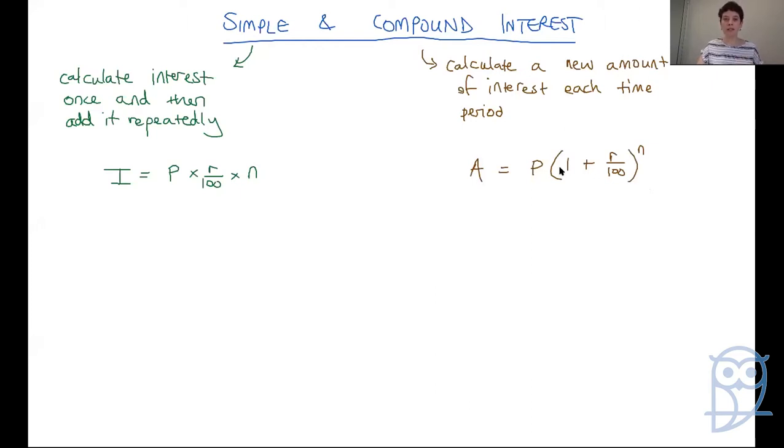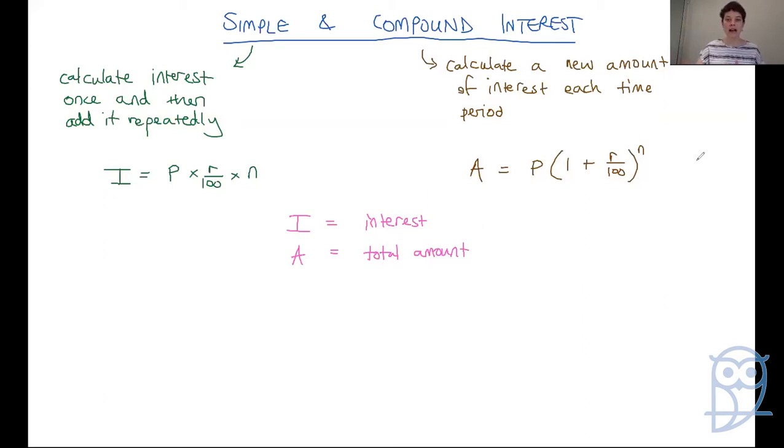But what I want to point out is this difference between I and A. I and A is not simple interest and compound interest. They are actually two different things. I is the interest. I for interest. A is actually the total amount. So it's that initial starting value plus the interest.